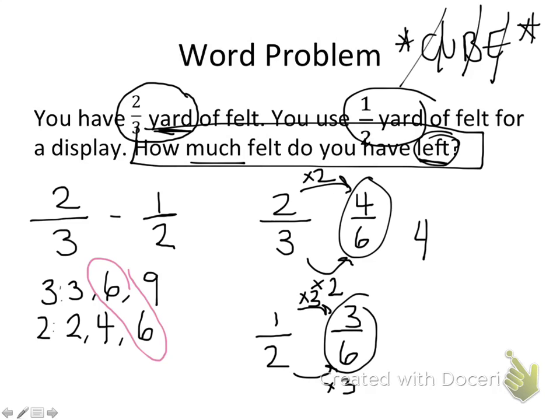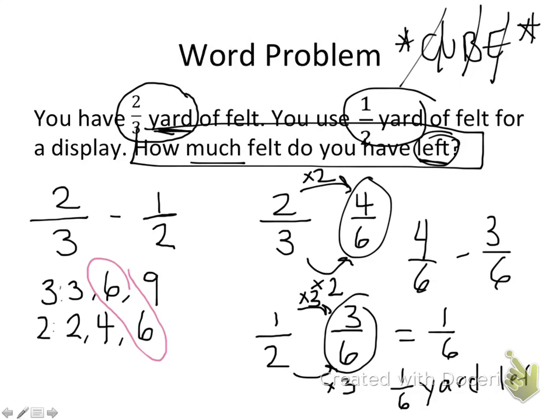So I'm going to rewrite my question. 4/6 minus 3/6, and that is equal to 1/6. Now it's really important, word question, you need a word answer. We have 1/6 of a yard left. If you do not write the word yard, you are going to lose a point. Make sure you give me those units.